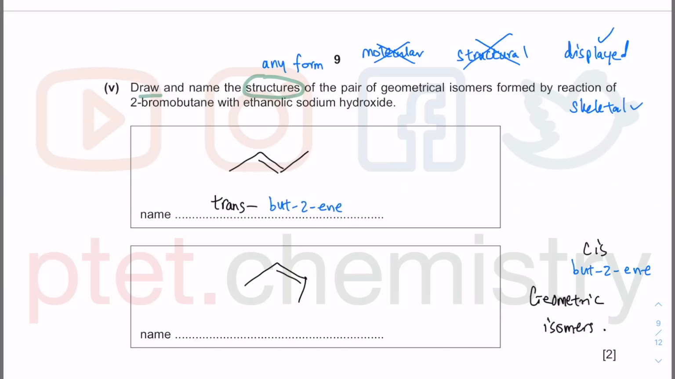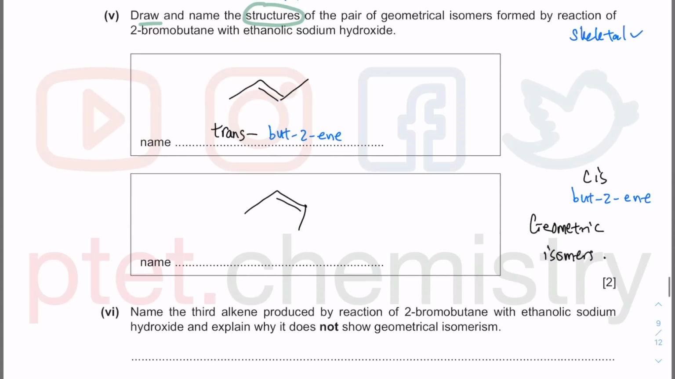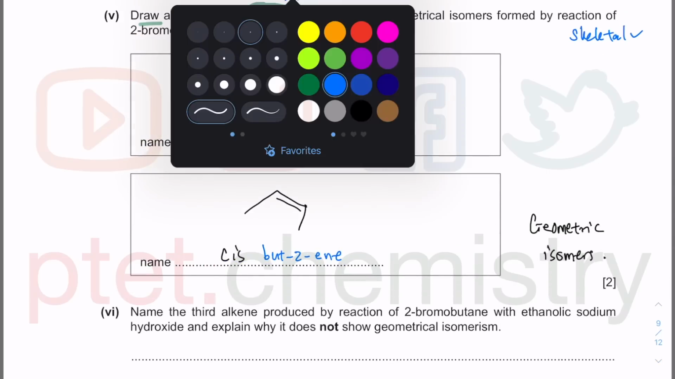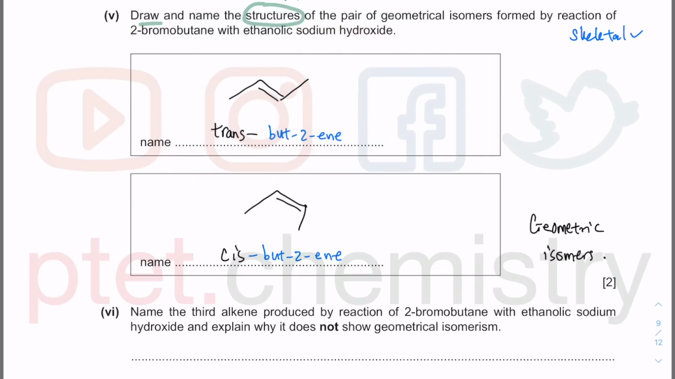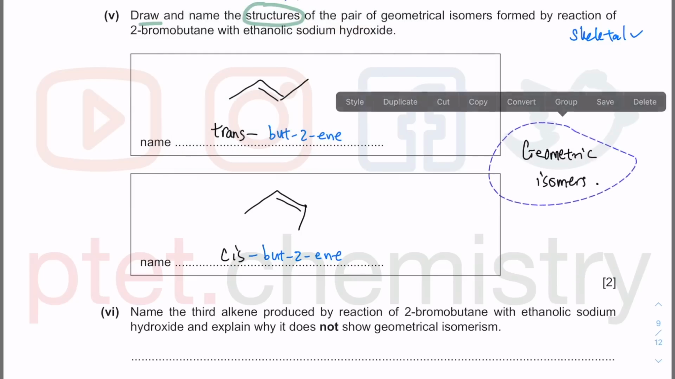They are trans-but-2-ene because you want the lowest number, 1, 2, 3, 4, which is the same as 1, 2, 3, 4. Trans because they are at opposite positions on that carbon there. On the other hand, that is your cis-but-2-ene. So these are your geometric isomers. So they have a carbon-carbon double bond.